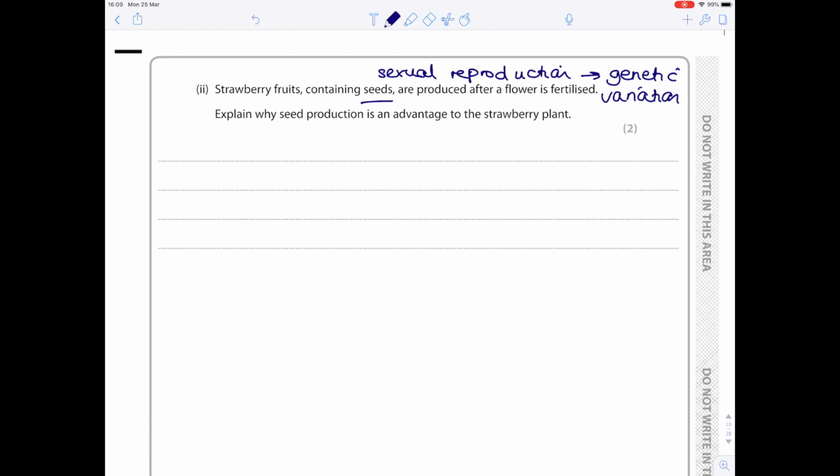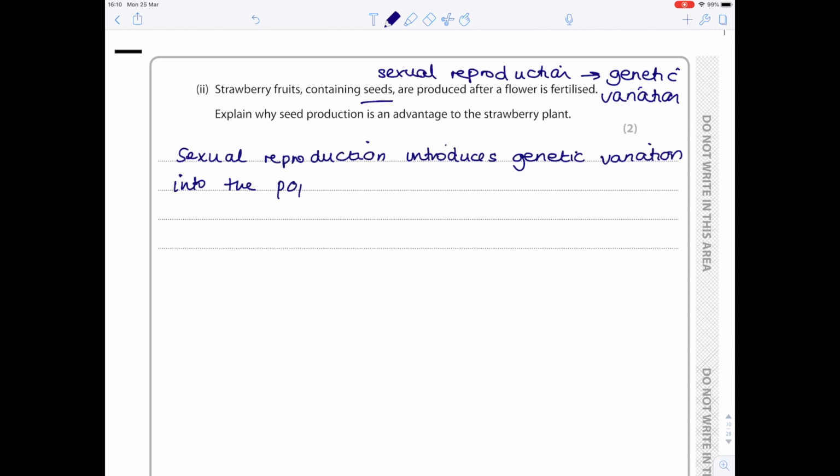And we know that genetic variation is key when the environment changes, because it means some of the strawberry plants will be better adapted. So let's write that. Sexual reproduction introduces genetic variation into the population, which leads to an increased likelihood that a population will survive if the conditions change. And those are environmental conditions. So for example, drought, excess wind, too much rain. There will always be some plants which can survive based on the fact that they have genetic variation.